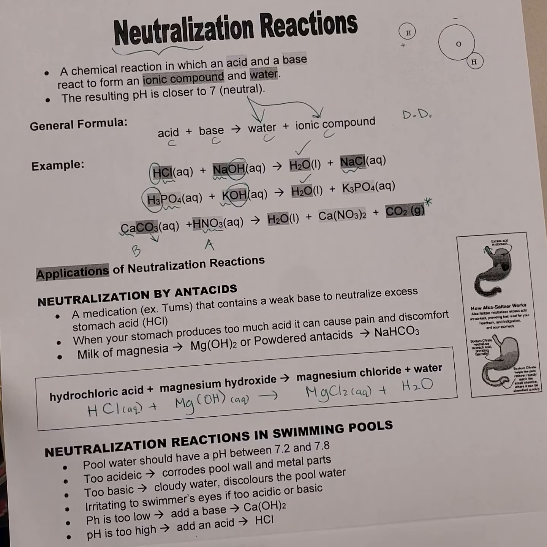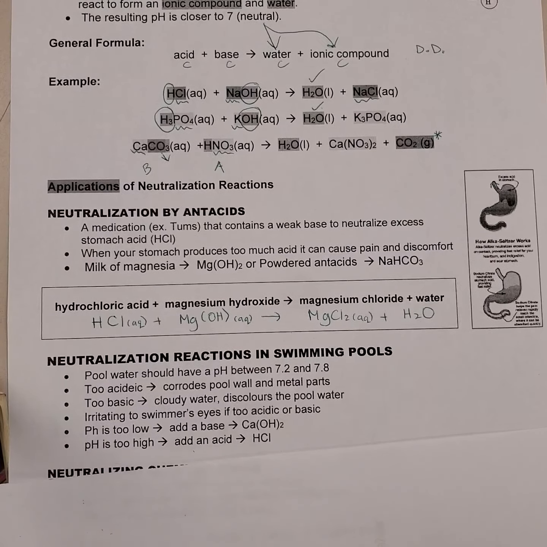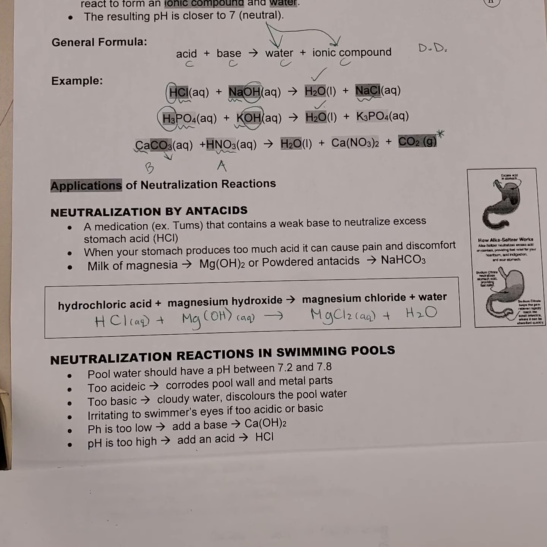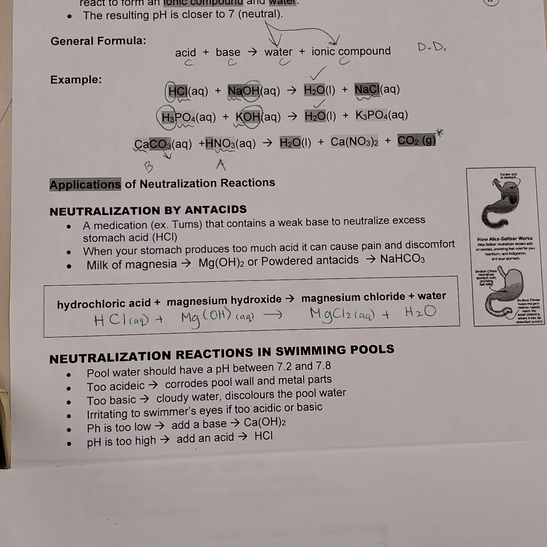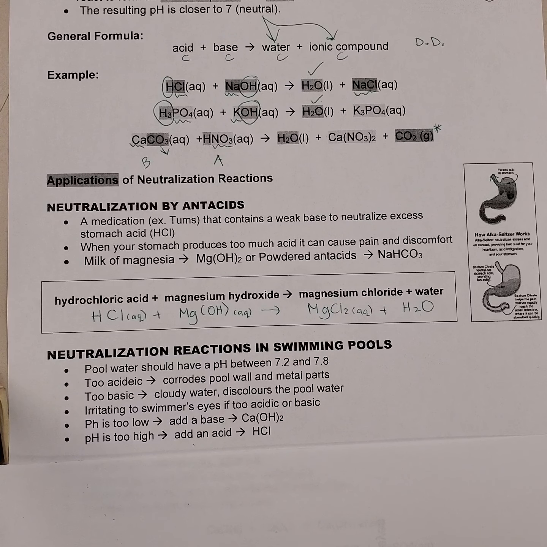Another way that neutralization reactions can be used is in swimming pools. We talked about this in our last lesson. I mentioned that pool water has to be between 7.2 to 7.8. If it's too acidic, it can corrode the pool walls and any metal components of the pool. If it's too basic, it can cause the water to become cloudy and discolors the pool water. Also, when it's too acidic or too basic, it can also affect the swimmer's eyes.